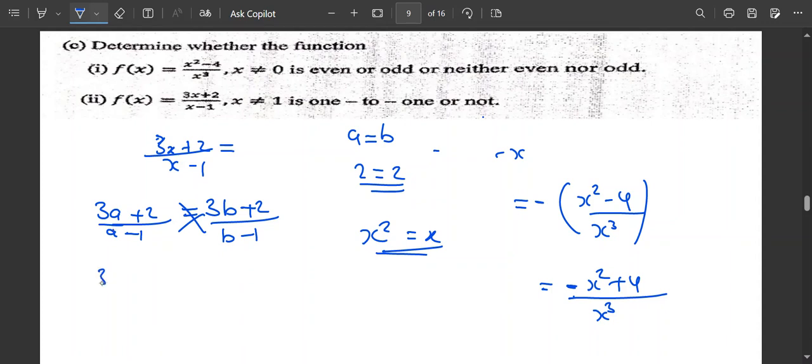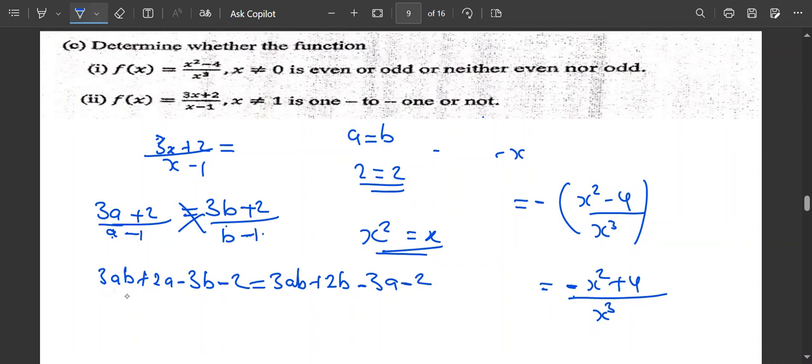So that will be 3ab. Then a times 2 will be 2a. Again, negative 1 times 3b will be negative 3b. Then negative 1 times 2 will be negative 2, is equal to, again, b times 3a, that will be 3ab. Then b times 2 will be 2b. Then negative 1 times 3a will be negative 3a. Then again negative 1 times 2 will be negative 2.